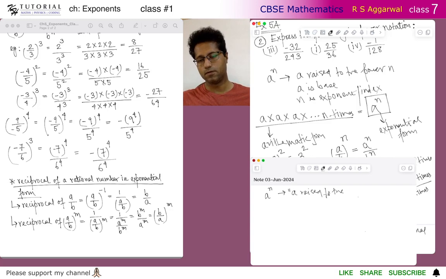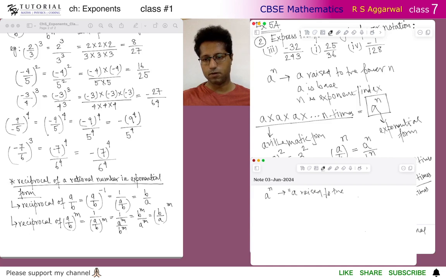A to the power n divided by b to the power n is a rational form. A to the power n will be some value and b to the power n will be some value, but a by b whole to the power n is an exponential form. So this is this, and we have its reciprocal. Now a to the power n divided by b to the power n is in rational form, and its reciprocal will be nothing but we reverse the numerator and the denominator.